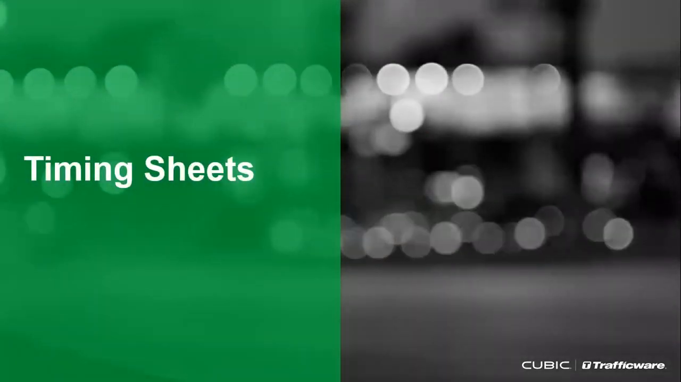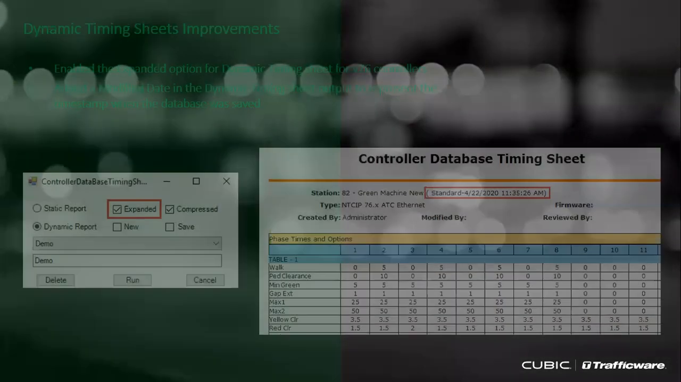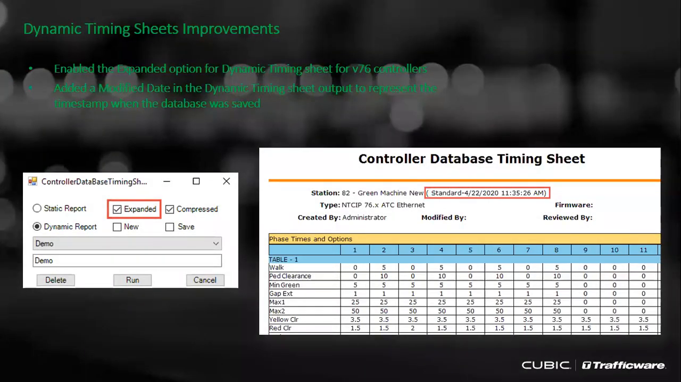There are a few changes on timing sheets. We enabled the expanded option for dynamic timing sheet to work for V76 controllers as well. And there is a small modification where, in the modified date, we added the time when a specific database configuration that is printed was last saved. So you can see, okay, I have a timing sheet for a standard database, and that standard database in this case was last saved on April 22nd, 2020 at 11:35 a.m.